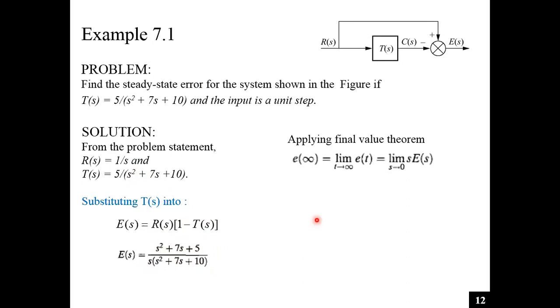Now find the steady state error in the time domain. We will apply the final value theorem. The limit as s approaches 0 will make all the s terms equal to 0, and we get 5/10, which is equal to 1/2. So our steady state error for this particular case with unit step input will be equal to 1/2.